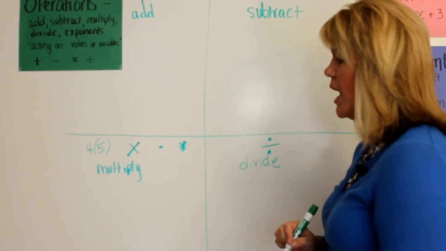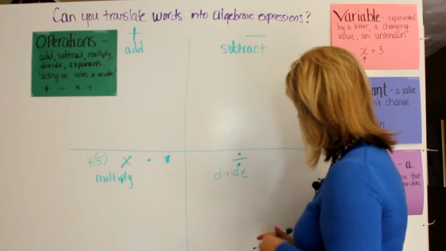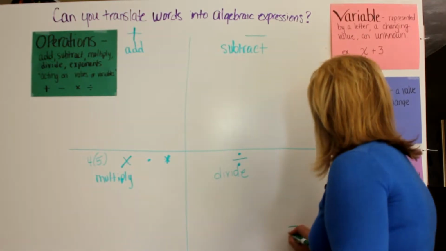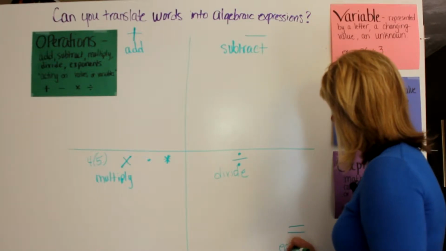So we have divide. And the 5th category I want you to either put on a separate page, or you can put it on the next page if you want, is this symbol right here, or equal.